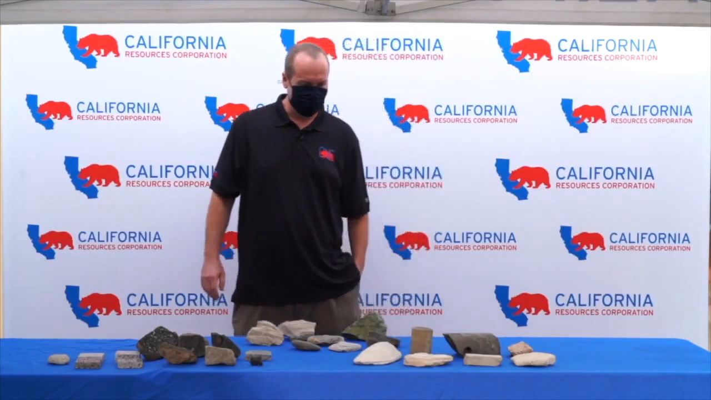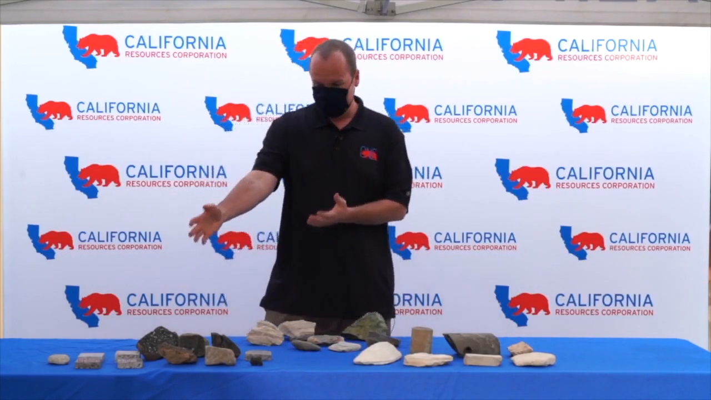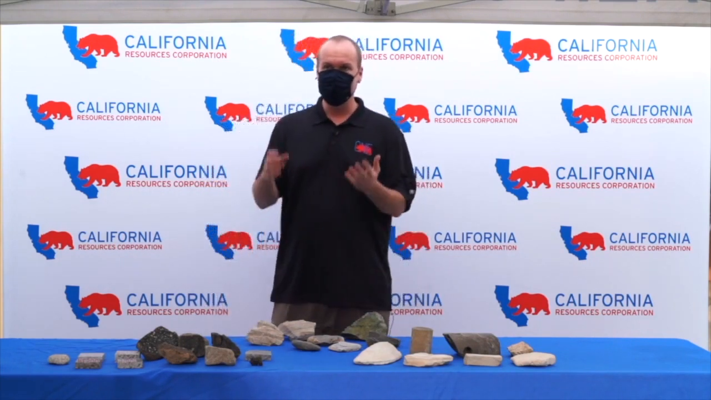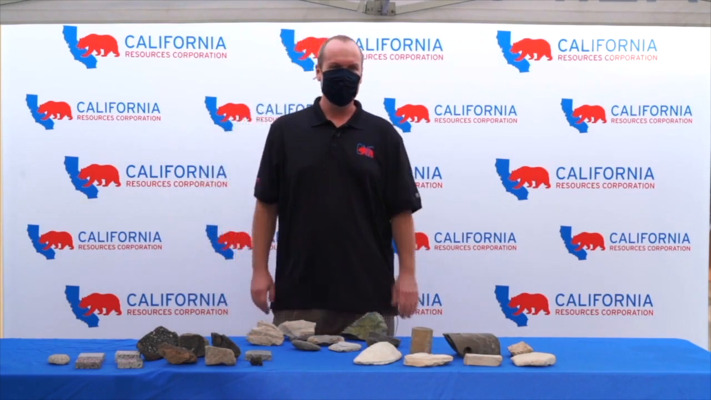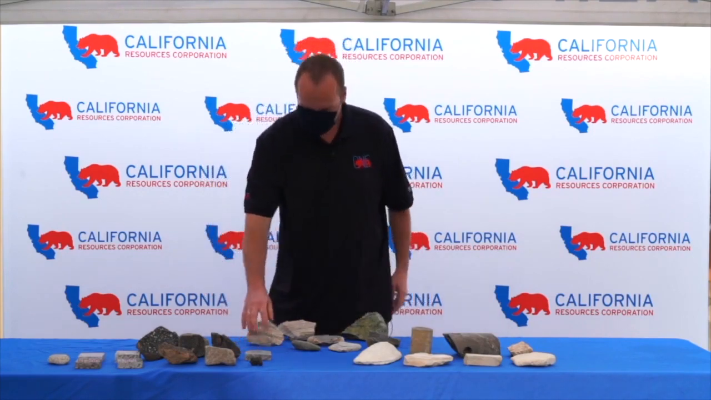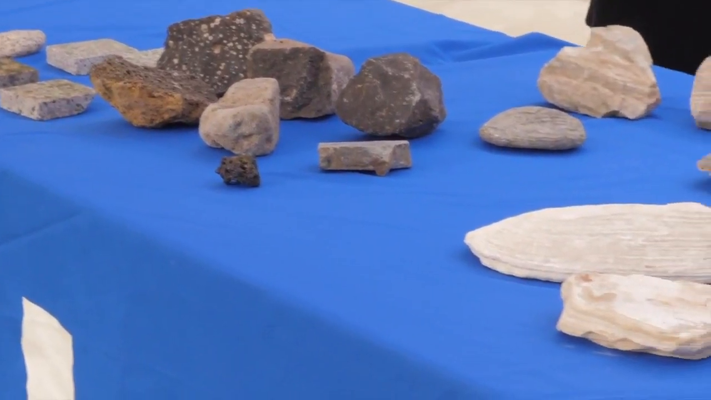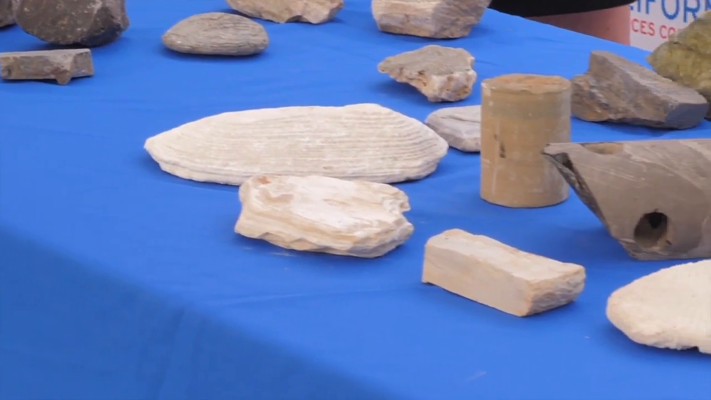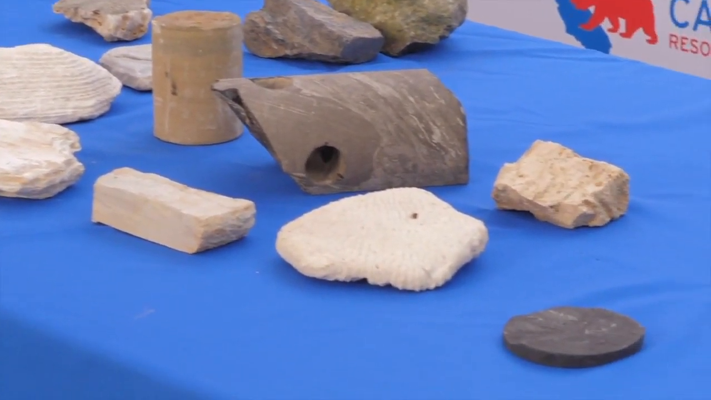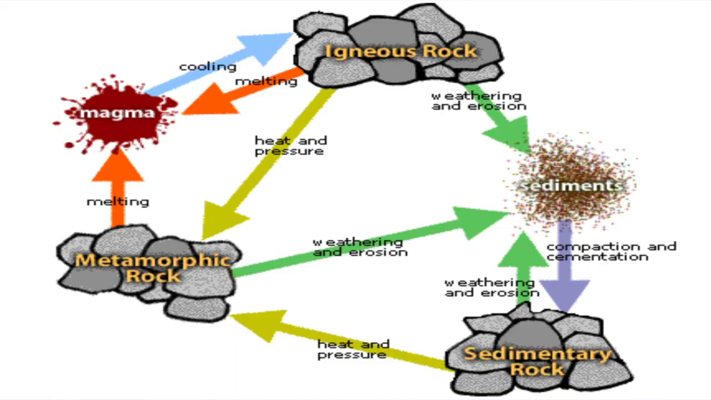Hello, I'm Mark Cooper. I'm a geologist with California Resources Corporation, and I'm here today to tell you about the three different groups of rocks so that when you start your own rock collection, you can know their categories. Our three groups of rocks are igneous, metamorphic, and sedimentary. What makes these three groups of rocks different is how they formed.